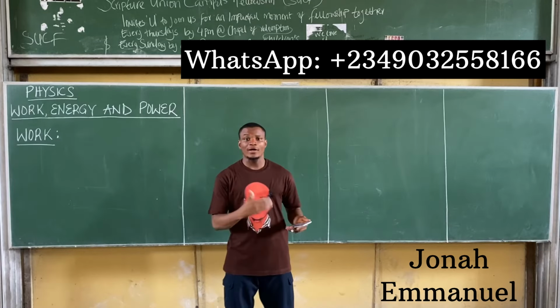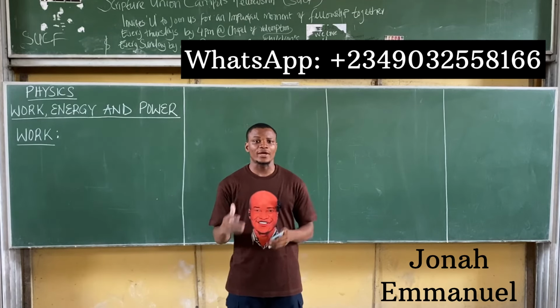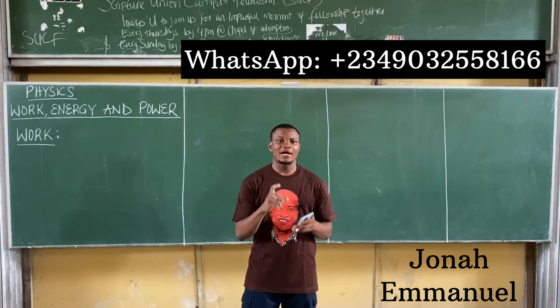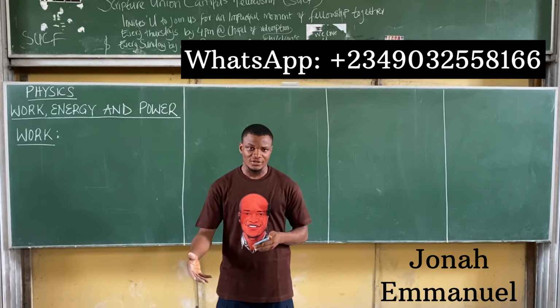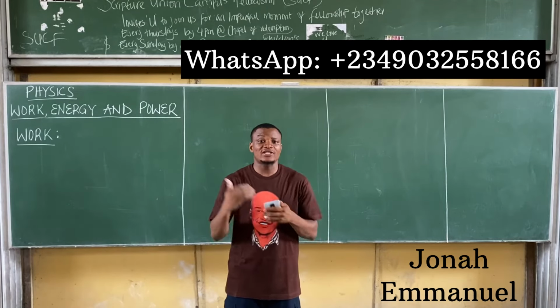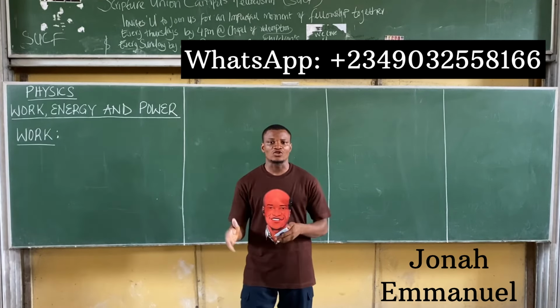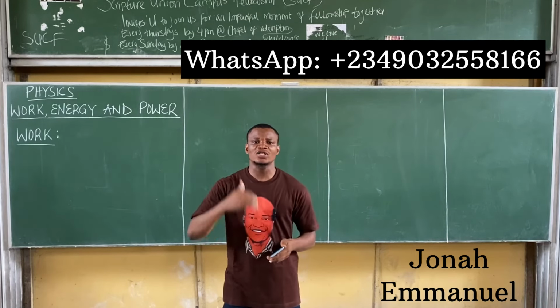So work is said to be done in science when a force moves a body through a distance in the direction of that force. Now, I want to point out three key areas in that definition. The first area is this. We said work is said to be done, number one, when a force. So the first condition for work to be done is that a force must be applied. Number two, they said when a force moves a body, the second condition for work to be done is that that force must move a body.